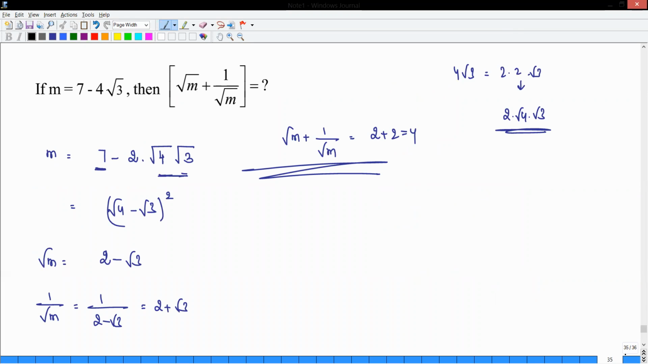So you can do it in 2 different ways. You can find out root of m, or else make it equal to k.